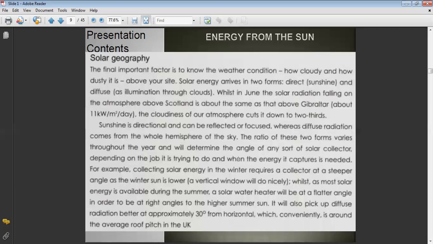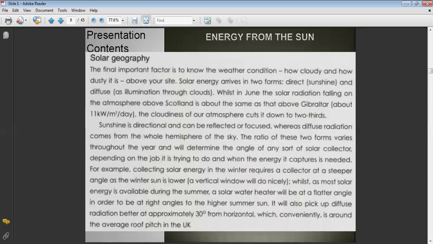For example, collecting solar energy in the winter requires a collector at a steeper angle as the winter sun is comparatively lower. So a vertical window will do that nicely. Most solar energy is available during the summer, so a solar water heater will be at a flatter angle in order to be at right angles to the higher summer sun.